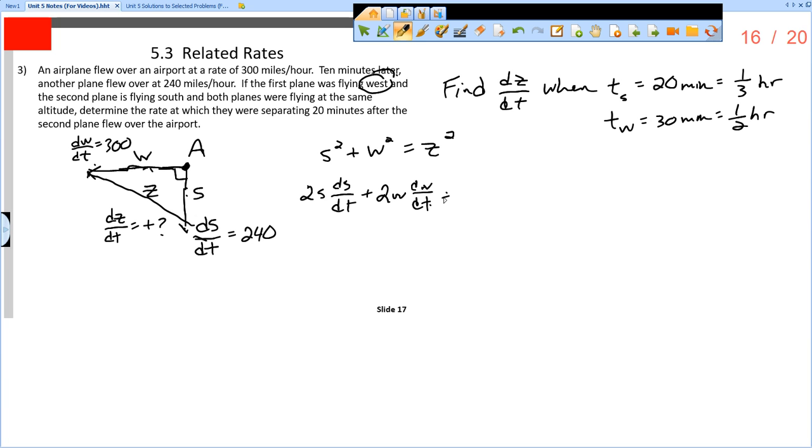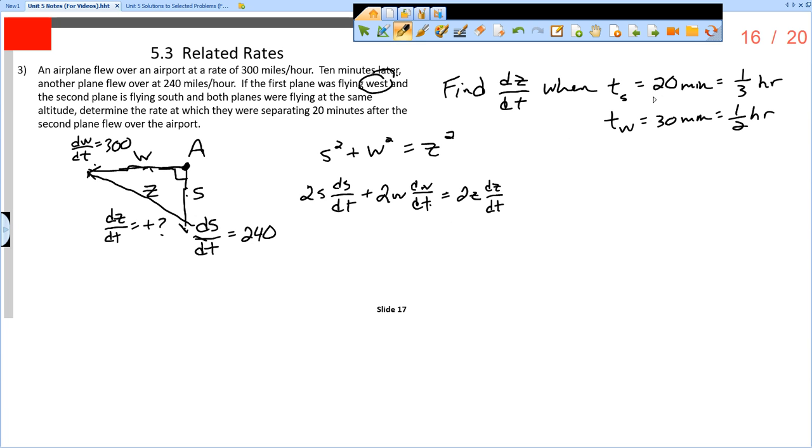All right, and then the derivative of z squared, of course, 2z times dz/dt. All right, so now plug in known quantities and solve. Well, I know ds/dt and I know dw/dt, but I don't know s, w, and z. So how can I find those?